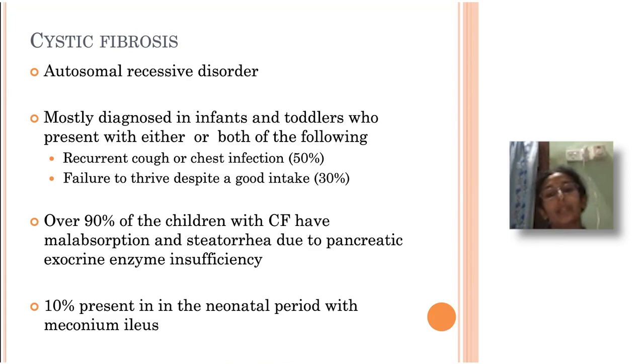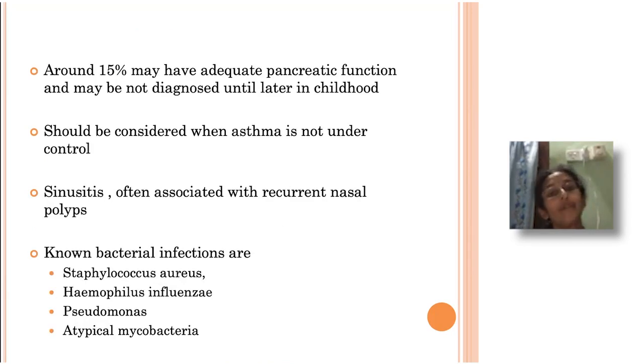Ten percent can present in the neonatal period with meconium ileus. Around 15% may have adequate pancreatic function and may not be diagnosed until later in childhood. So these children may present only with chronic cough, and we have to think about cystic fibrosis when they present only with chronic cough. It should be considered when asthma is not under control. So when we are treating for asthma and it is not under control, we have to think about whether cystic fibrosis is possible.